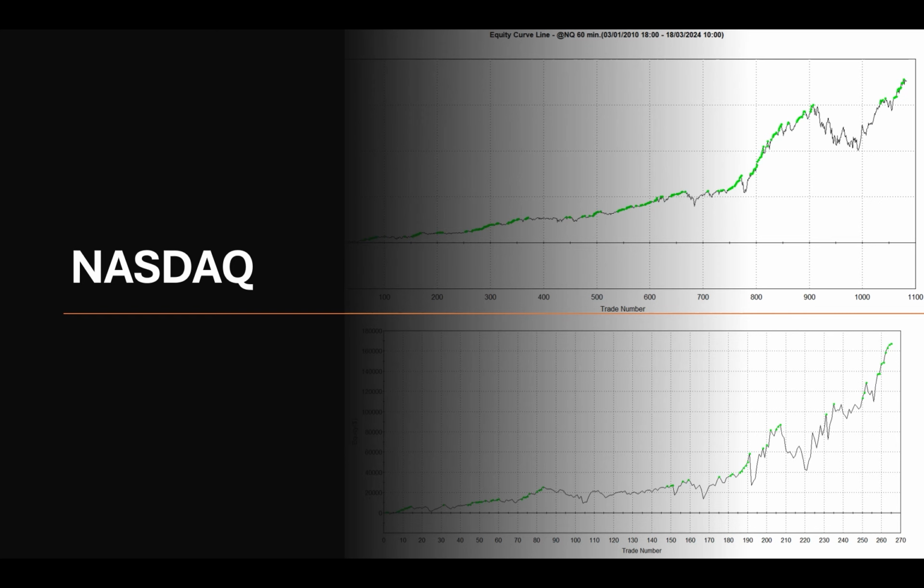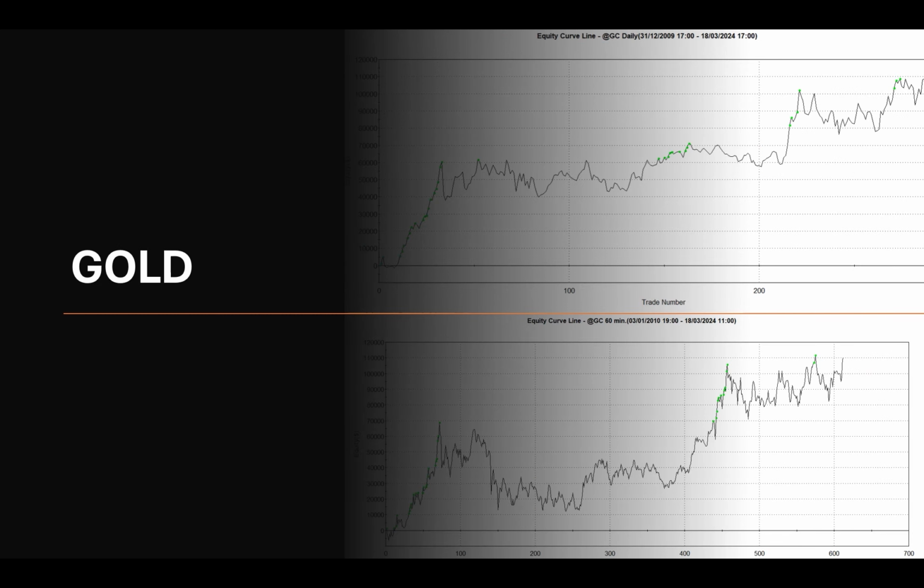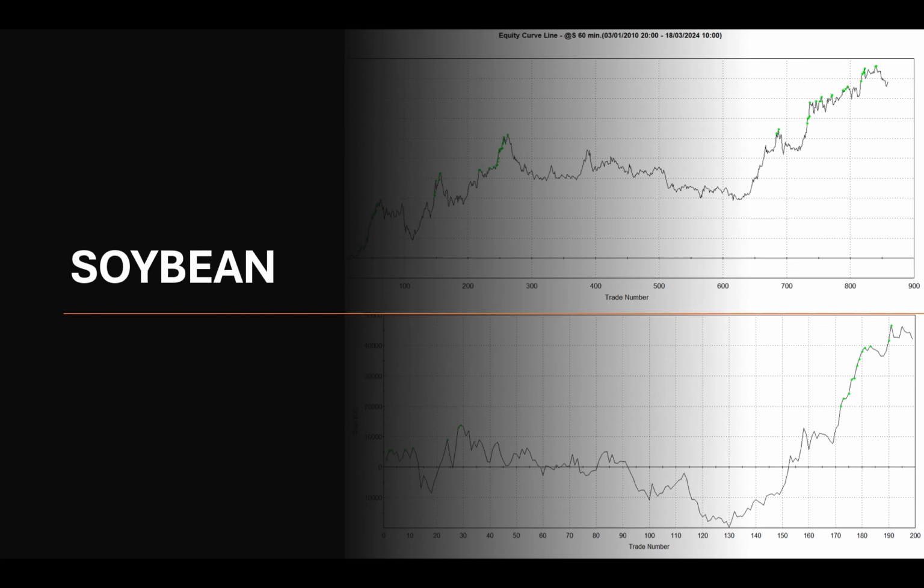I tested this simple strategy on the respective futures: NASDAQ, gold, soybeans, euro, crude oil, Bitcoin, using 60-minute and daily time frames for each. The only value I went to optimize in the strategy is the number of bars for the market exit. These were the results obtained.